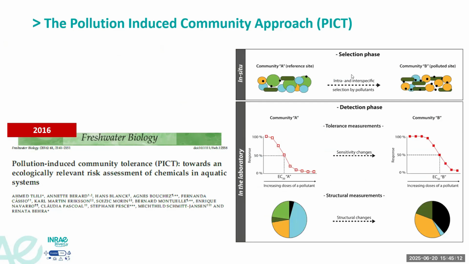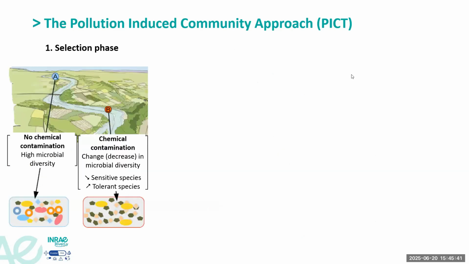In the paper of Ahmed Tlili and collaborators, there is a synthetic description of the PICT concept. PICT is based on 2 phases. The first one is the selection phase. This is during the chronic exposure of the communities, in the field or in microcosm. When the community is exposed to contaminants, the community can adapt, and you can observe change in the diversity and also change in community tolerance to the contaminant.